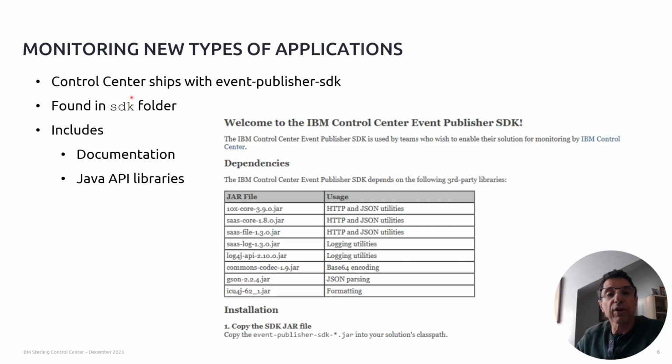Know that Control Center ships with an Event Publisher software development kit, SDK. It's in the installation folder inside a subfolder named SDK, and there you can find documentation when you unzip it. There's a doc folder and an index.html, and you can open it and you'll see something like this. And there's even a Java API that ships with the Event Publisher SDK. So if you want to use Java to post your events, we've got you covered.